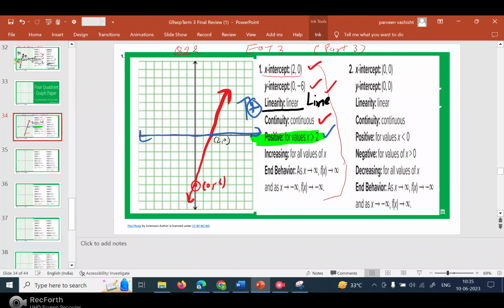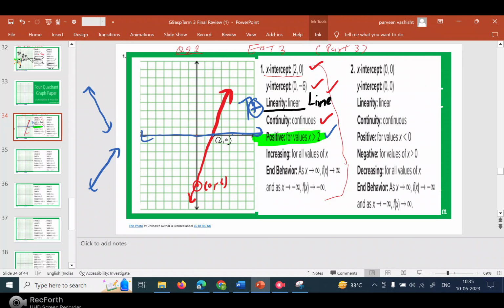This is an increasing graph. A decreasing graph is one where the values are coming down. If x is increasing and y is also increasing, it becomes an increasing graph. You can see at x equal to 0 it is here, at x equal to 1 it is here, at x equal to 2 it is going more up, at x equal to 3 it is going more up. So it is an increasing graph for all values of x.